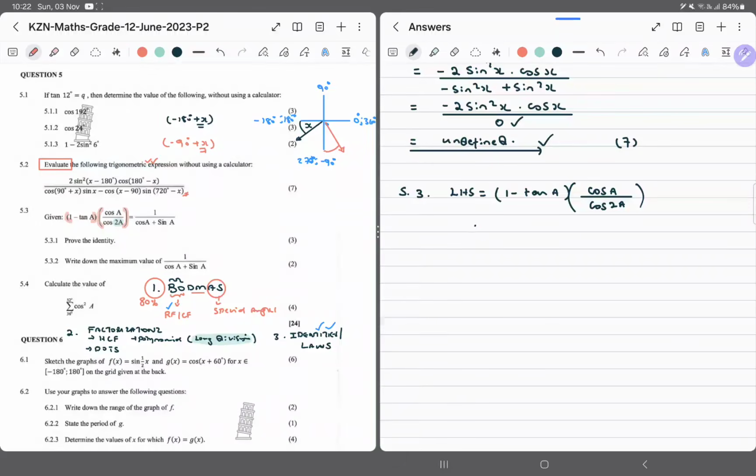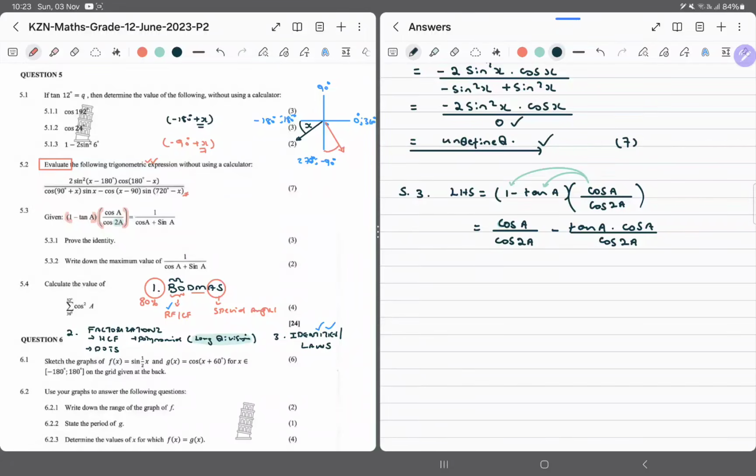Okay, so what does this get us to? So we can just FOIL this out nicely. So sometimes when you do it, you just do it. You don't have to worry about it. So this becomes cos a over cos 2a minus 10a times cos a over, actually this becomes a denominator for both.